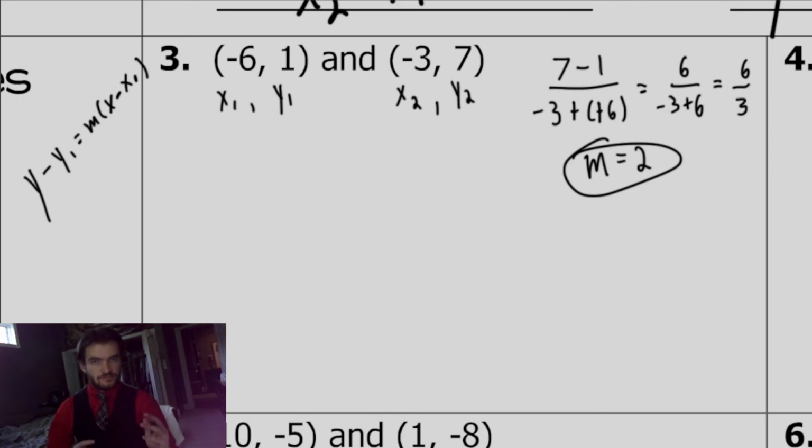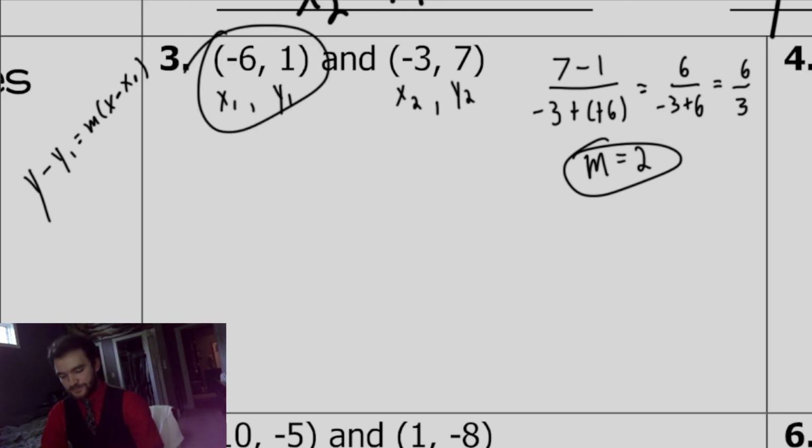Which you guys have on your papers, hopefully. And again, it does not matter what set of points we use, but I'm going to use the first set just because I want to. So my y minus y1, so minus 1, equals m, which we just found, which was 2, times x minus negative 6, which makes this plus 6. So x plus 6.